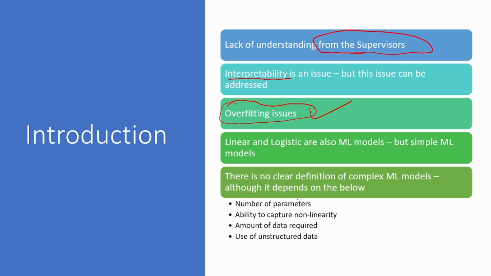And how do we determine the complexity of models? The criteria we use are the number of parameters and the ability to capture non-linearity. Linear and logistic relations are not that great at capturing non-linearity in the model. Then there is the amount of data required: for ML and AI models, we need a huge amount of data in order to have better performance. That's not the case for linear and logistic regression. Then use of unstructured data, that's again a difference. So based on these criteria, we decide whether a given ML model is complex or a simple one.